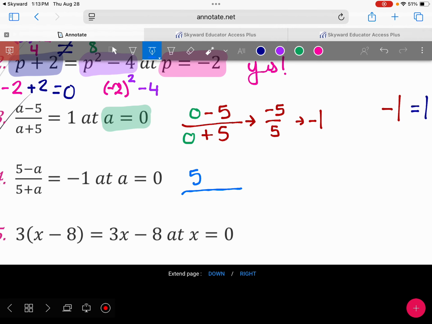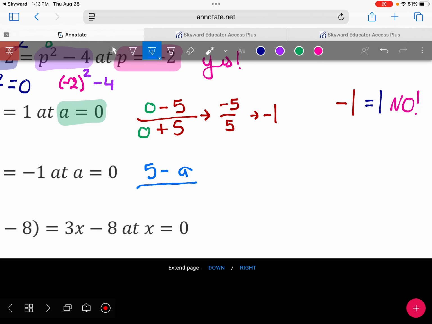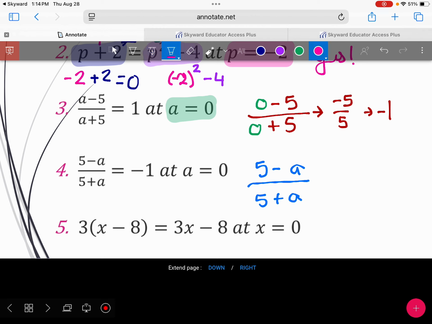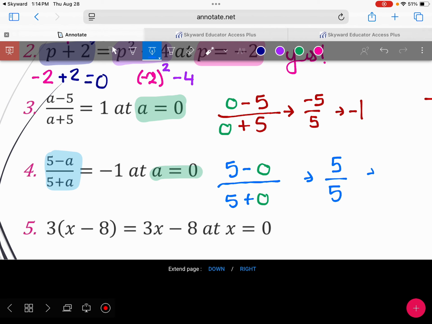So here we're looking at 5 minus a and 5 plus a. It's very similar, not exactly the same though. Do we get the same equation? What's 5 minus 0? 5. What's 5 plus 0? 5. So it's 5 over 5. So here we get our positive 1.